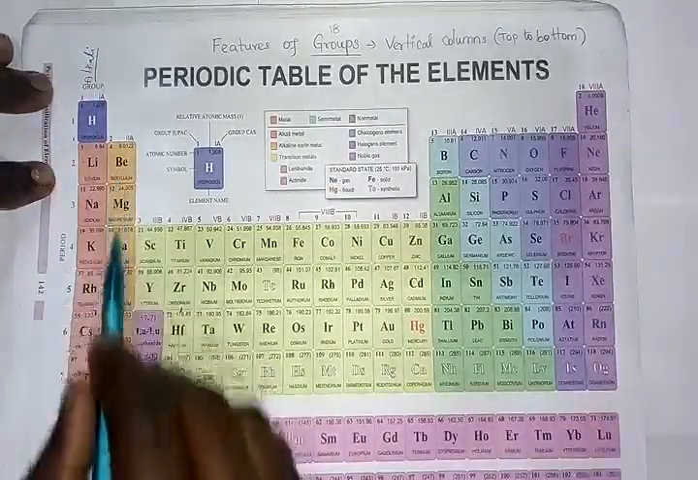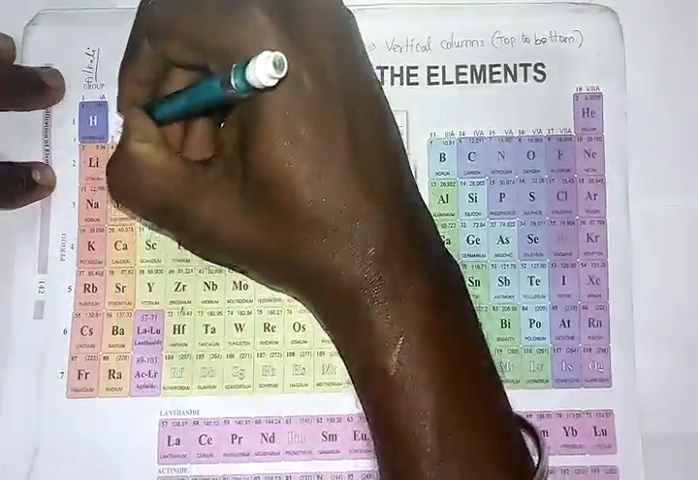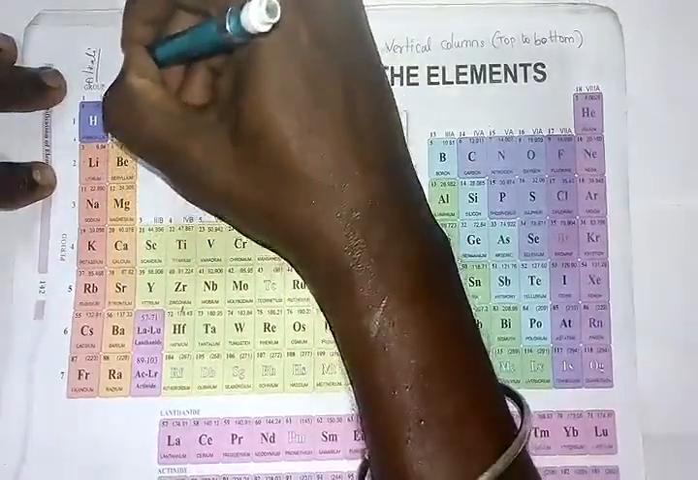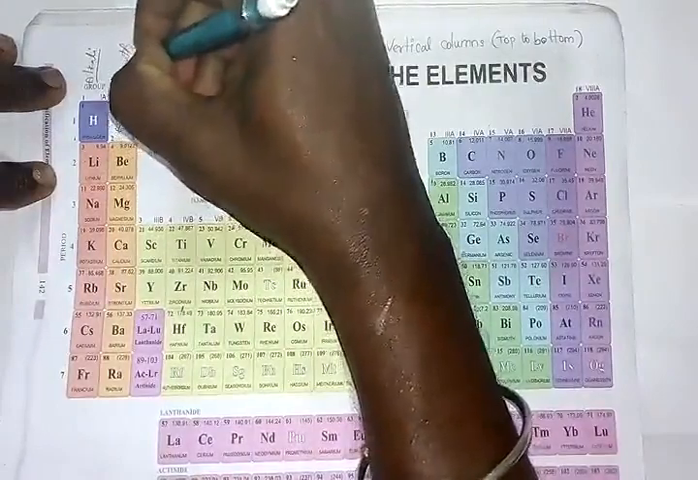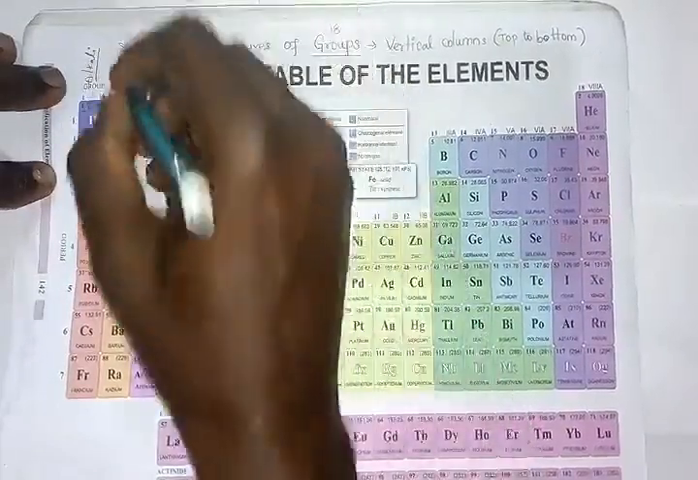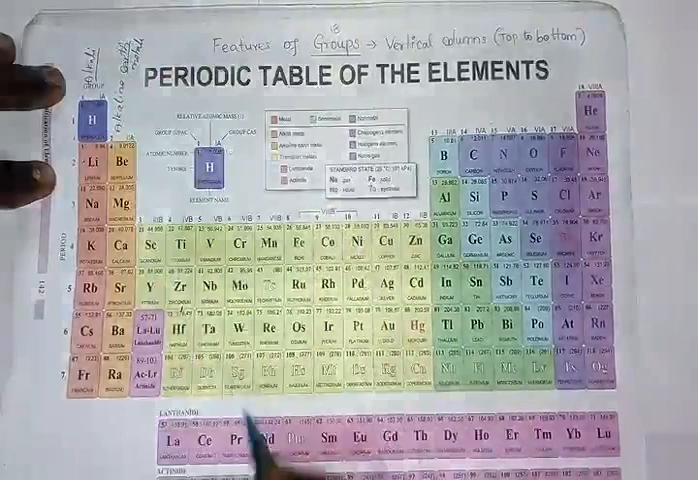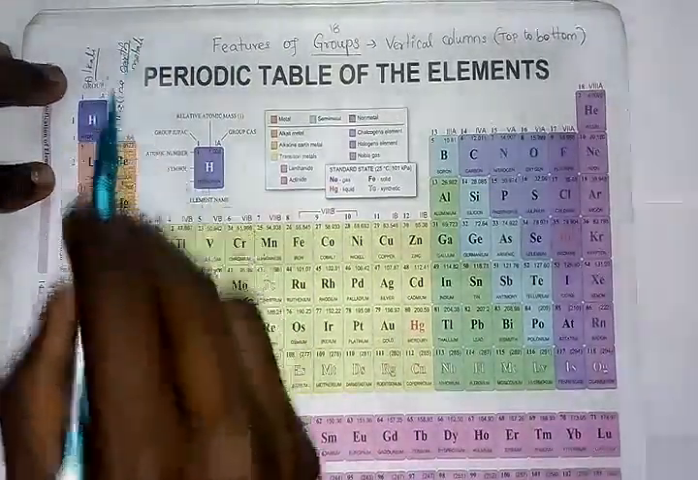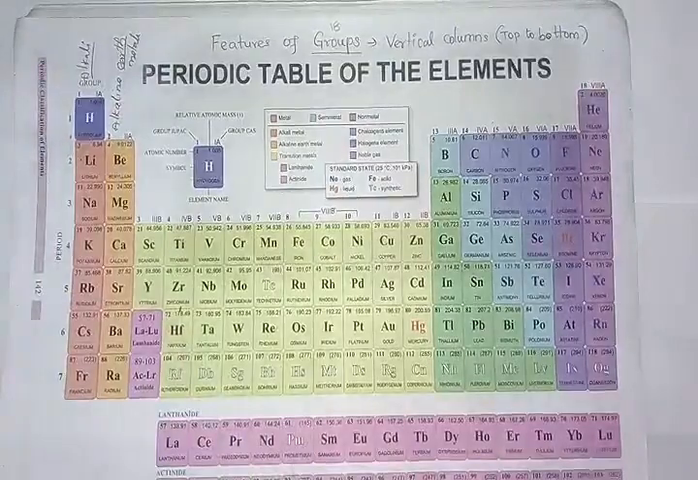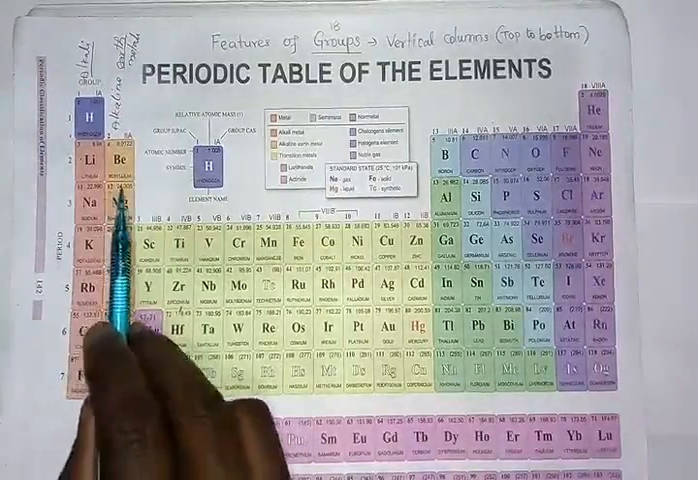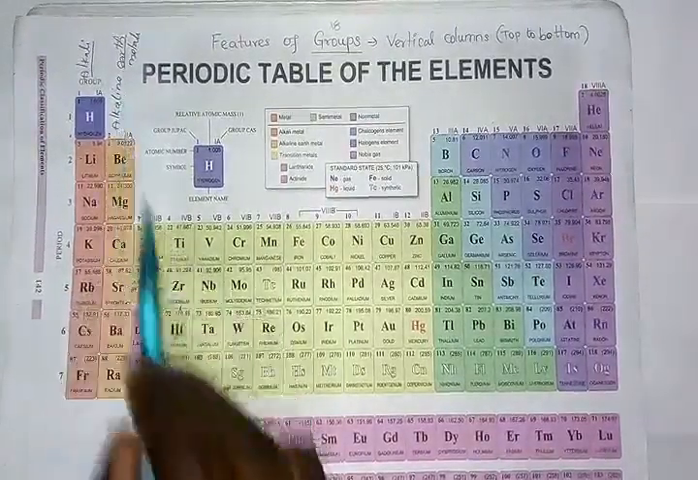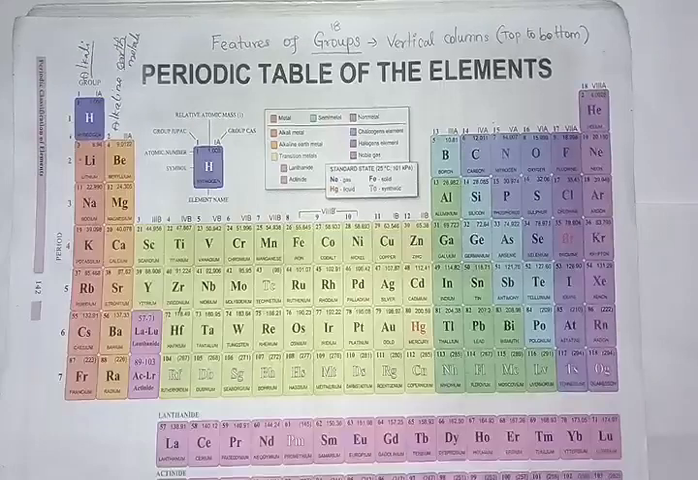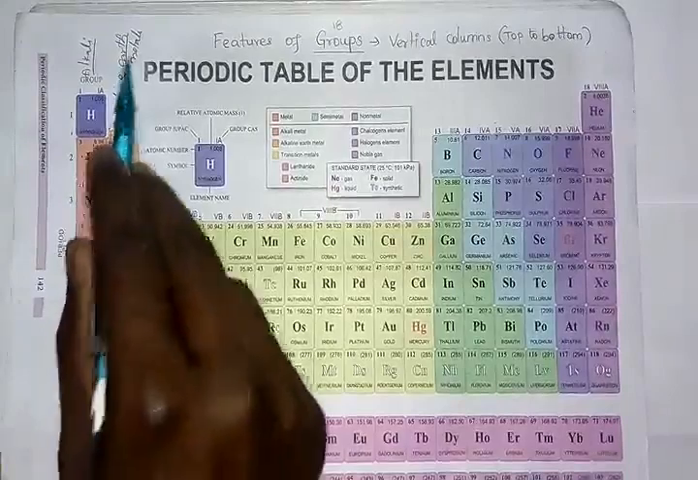The next group is called alkaline earth metals. Previously the word earth was given to oxygen. When their oxides are dissolved in water, they become alkaline too. Their hydroxides dissolve in water. That is the reason we call it alkaline earth metals.